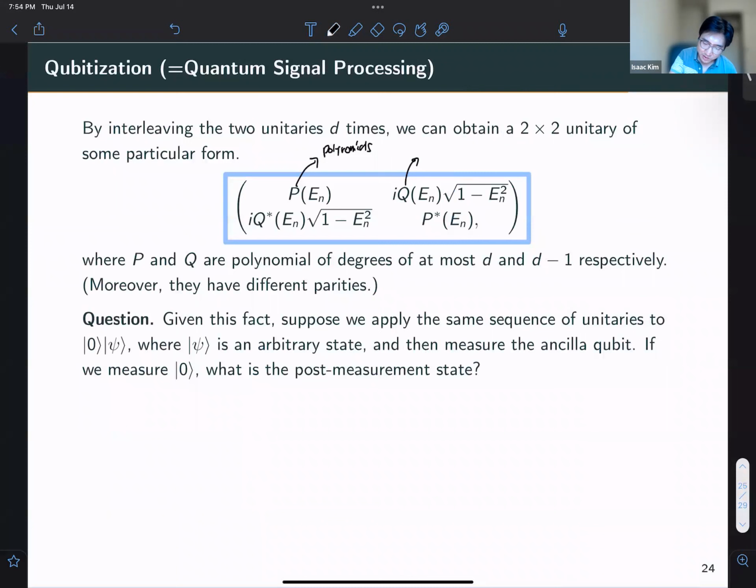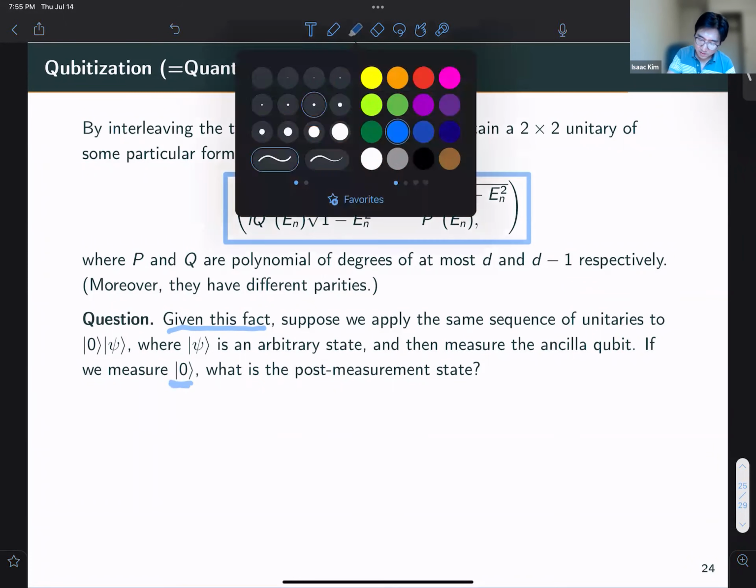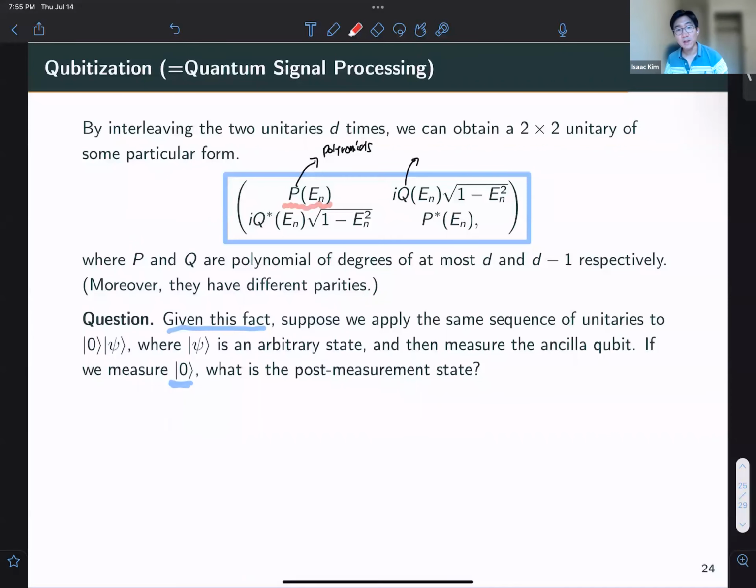So here's the question. Suppose you believe all of this, which is true. We can explicitly verify it through calculation. And suppose we apply the same sequence of unitaries to this state 0 psi, where psi is an arbitrary quantum state. And then you measure the ancilla qubit and measure 0. That amounts to picking out the top left corner of this 2 by 2 matrix. Then the question is, what is the post measurement state? And the answer to this is very simple.